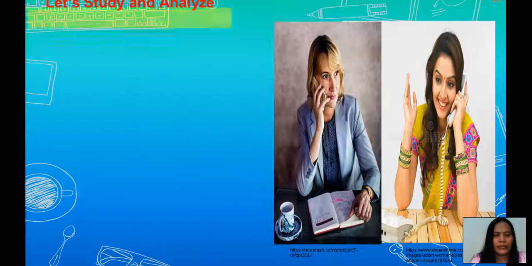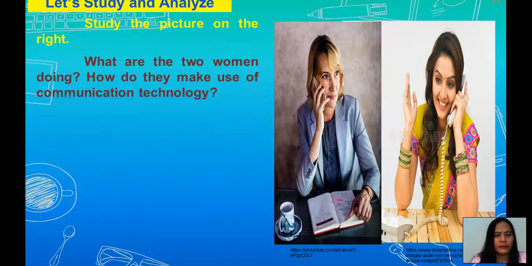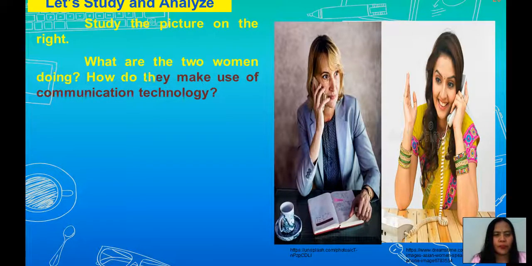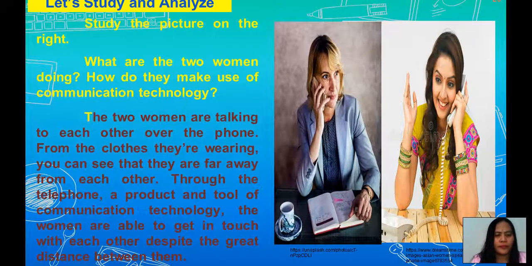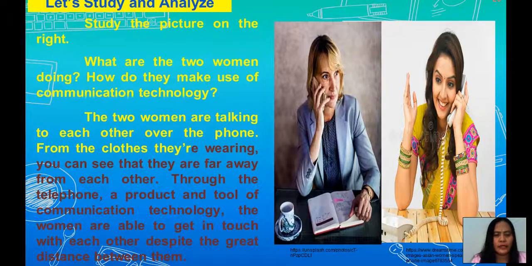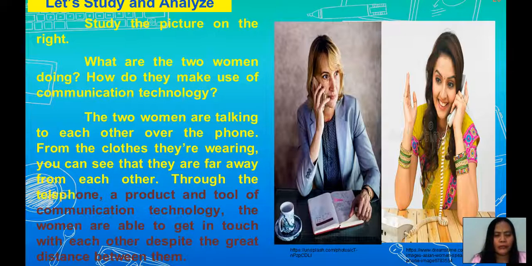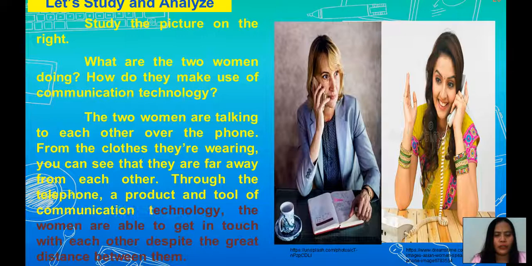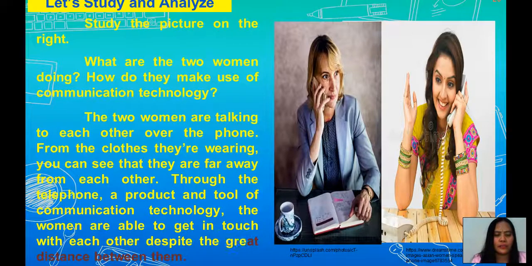Let's study and analyze. Study the picture on the right. What are the two women doing? How did they make use of communication technology? The two women were talking to each other over the phone. From the clothes they're wearing, you can see that they are far away from each other. Through the telephone, a product and tool of communication technology, the women are able to get in touch with each other despite the great distance between them.